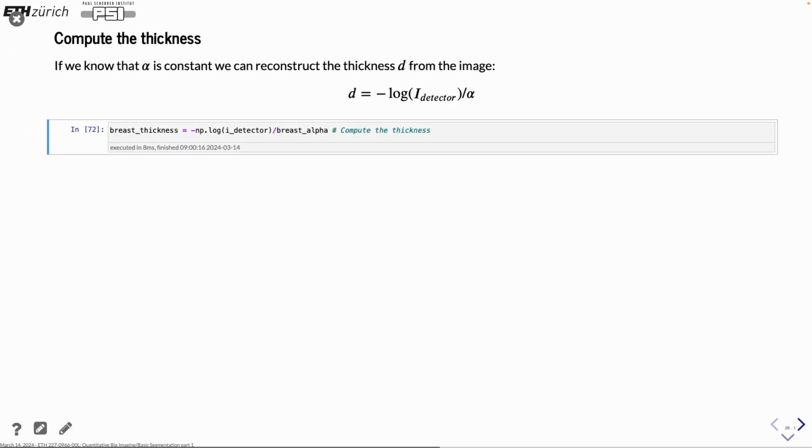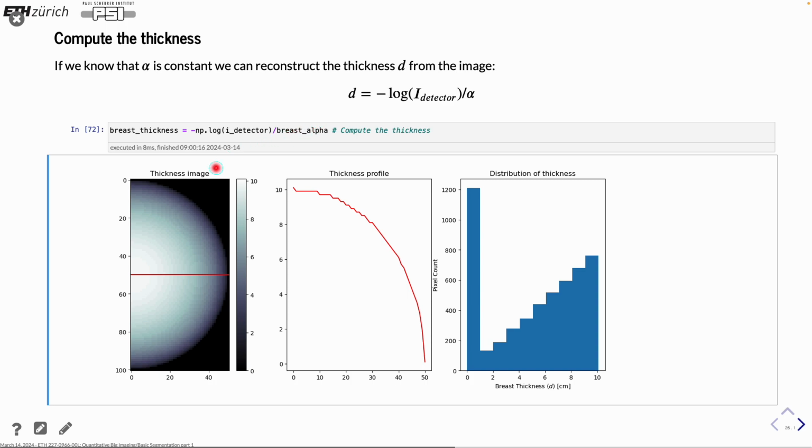Now we want to know the thickness of this image. What we do is we reverse the Beer-Lambert law. We take the negative logarithm of the detector image and divide it by the known attenuation coefficient. Out comes the thickness in centimeters. And just to remind you, the color scale is flipped. So this is the thickest part, apparently 10 centimeters at the brightest, and then you can see it goes down to 0, which is here at air.